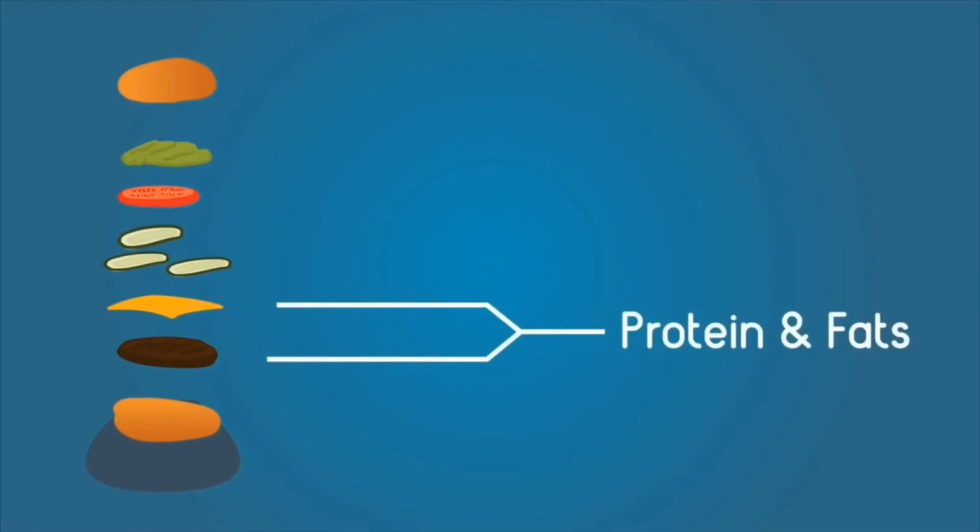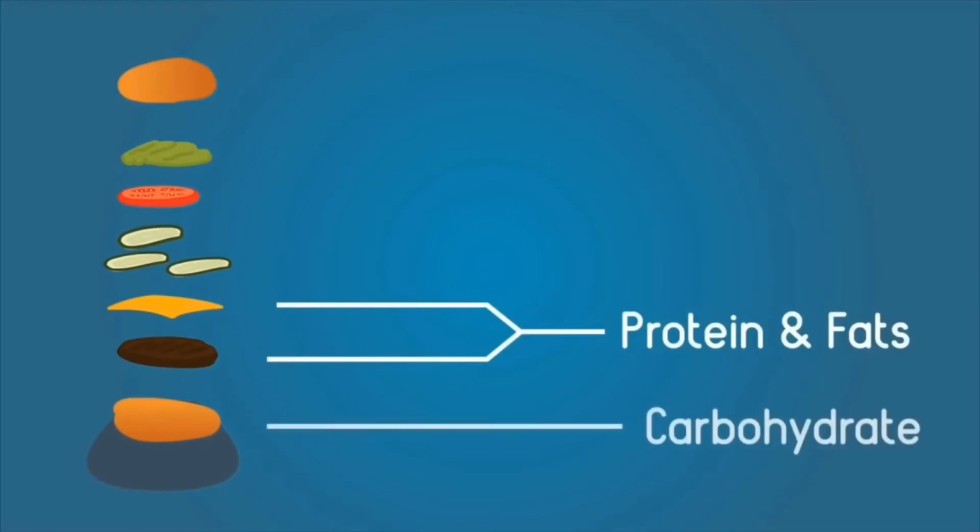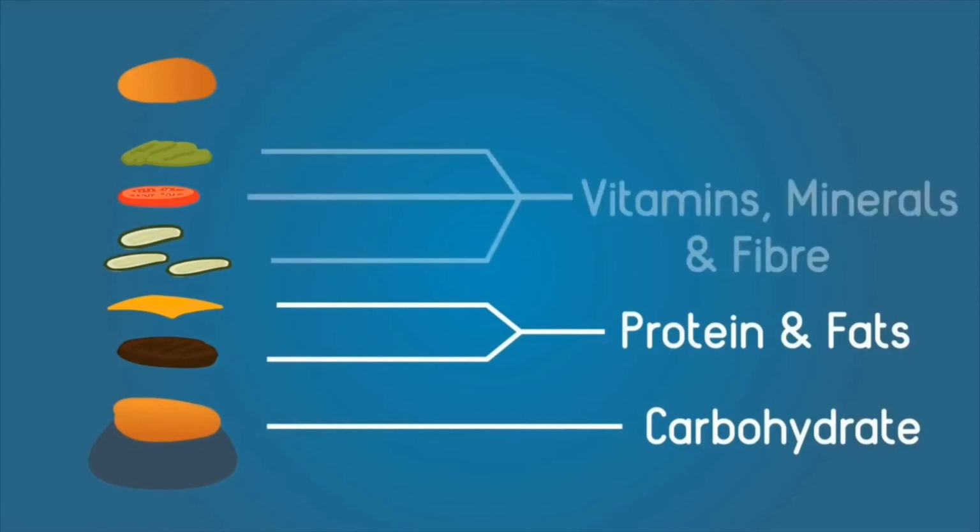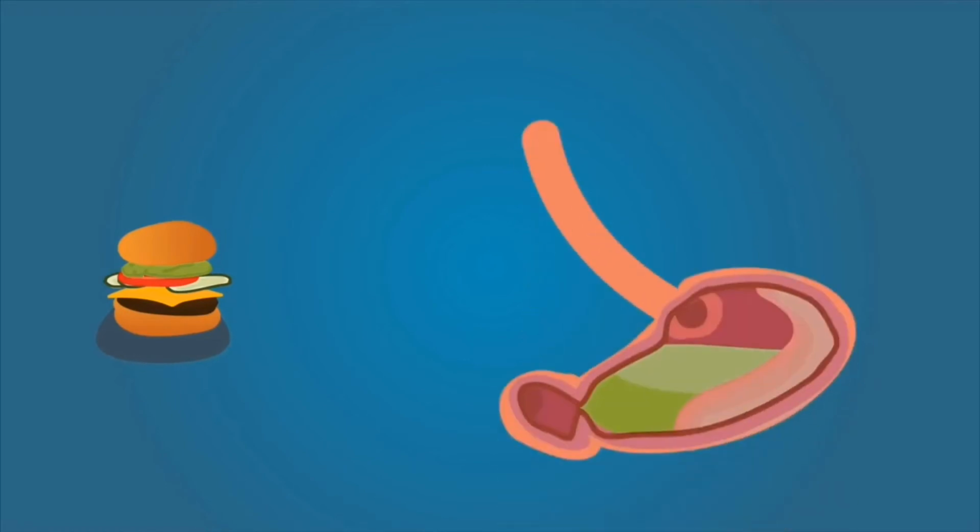Look at this juicy burger. Doesn't it look appetizing? It has so many good things in it that my body needs: protein and fats in the meat and cheese, carbohydrates in the bun, vitamins, minerals and fibre in the salad. But how can I use them? I need to get them into my blood and this burger is never going to fit. That's where digestion comes in.